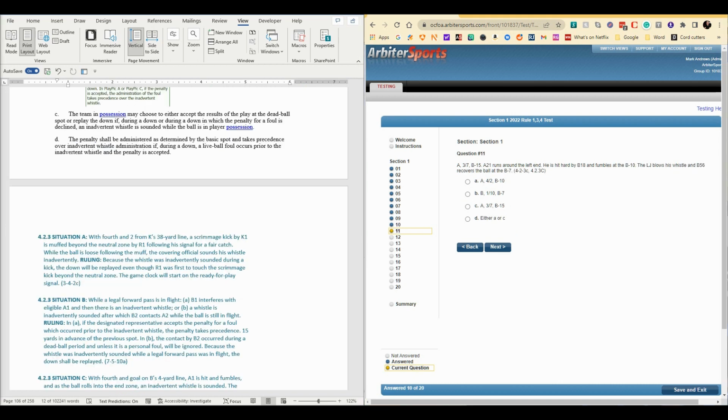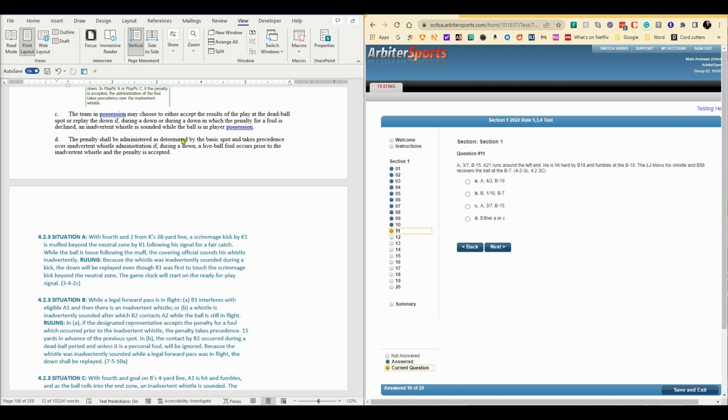Okay, A 3rd and 7 at the B15. A21 runs around the left end and is hit hard by B18 at the B10. The line judge blows his whistle, and B56 recovers the ball at the B7. The rule reference is 423, which says the team in possession may choose to either accept the results of the play at the dead ball spot or replay the down if, during a down or during a down in which a penalty for a foul is declined, an inadvertent whistle is sounded while the ball is in player possession.